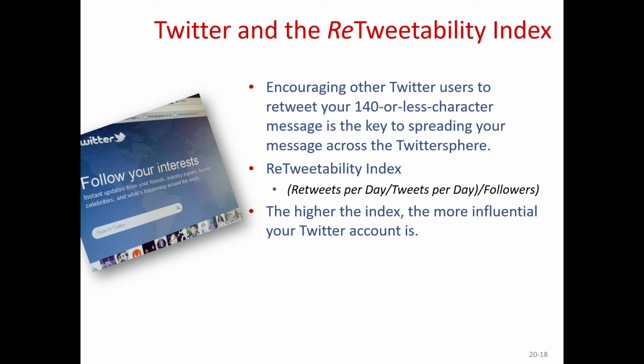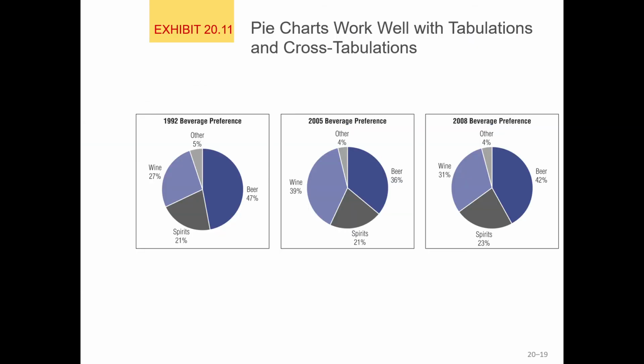The index is intended to provide a score, a ranking of Twitter users based on the power of their tweets. This is the index that was developed and is used to assess the most influential Twitter users. It considers the number of followers and the number of retweets as well, and then combines them: the index is retweets per day divided by tweets per day, all divided by the followers. You see the formula here. This is about Twitter.